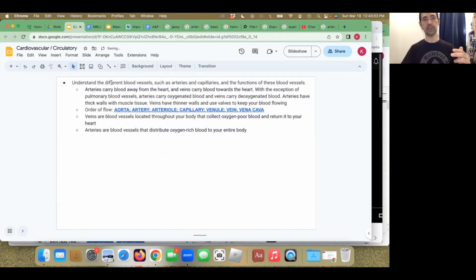So this study point was understanding the different blood vessels, such as arteries and capillaries, and the functions of the blood vessels. The arteries carry oxygenated blood. The veins carry deoxygenated blood. The arteries are thicker and have muscles. The veins are thinner and have valves. The order of the blood flow is aorta, artery, arteriole, capillary, venule, vein, and vena cava.